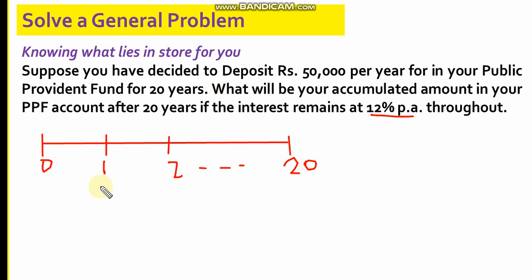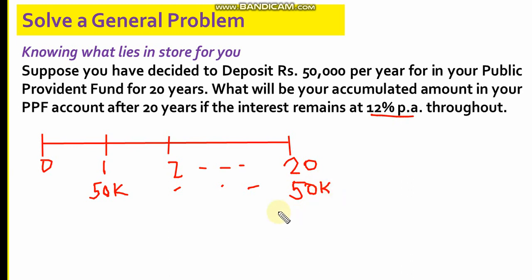So if we assume that we are depositing our first installment of 50,000 here, right? First installment of 50,000 at this point, say 50k, and then we are depositing the same amount in every year. The last installment will come at this point at the end of year 20.